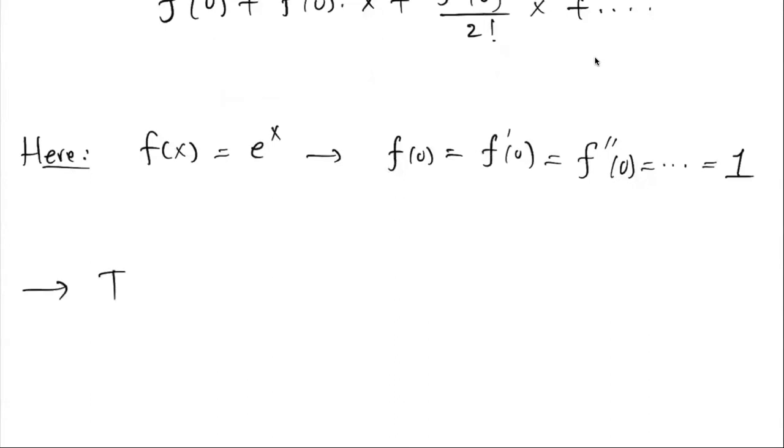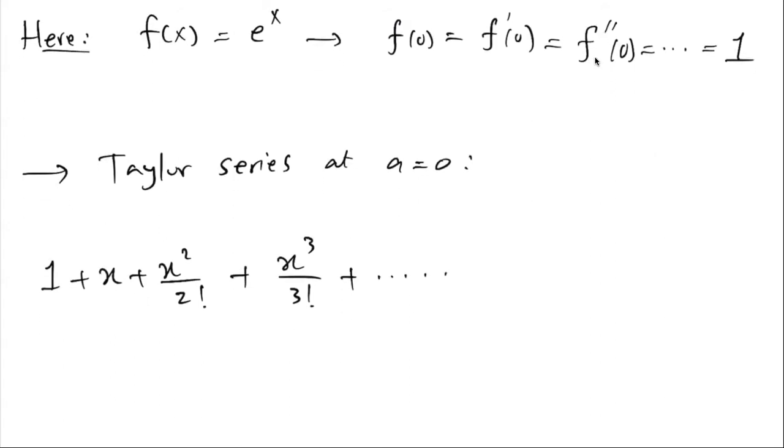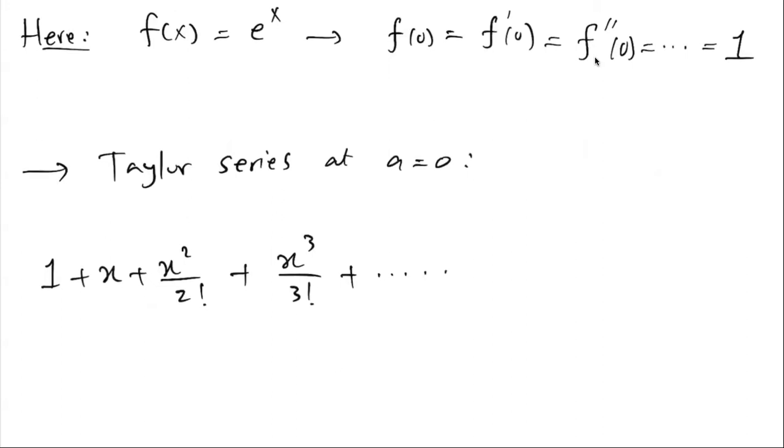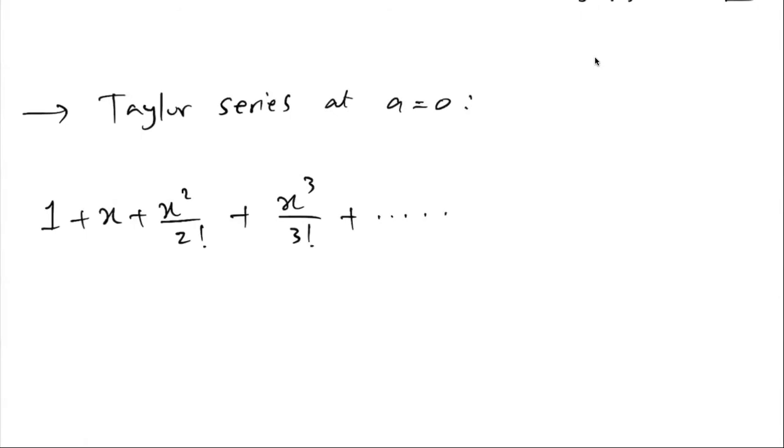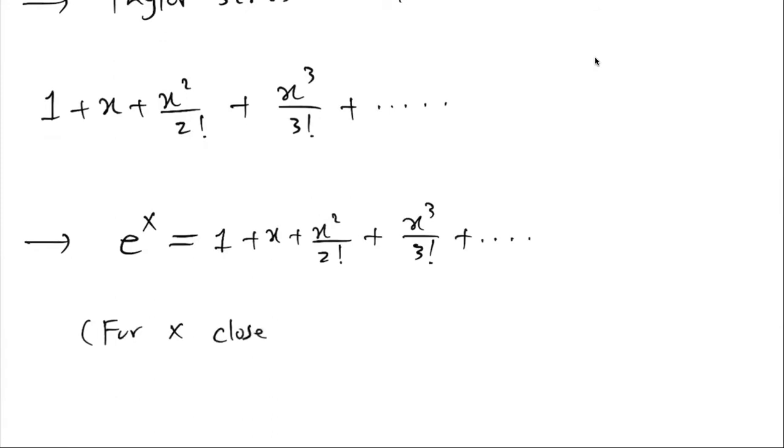So then the Taylor series at a equals 0 will be 1 plus x plus x squared over 2 factorial, plus x cubed over 3 factorial, and so on. So this will be the Taylor series at a equals 0. Now the function e to the x will be equal to this Taylor series for x close to 0. So we can say that e to the x is exactly equal to 1 plus x plus x squared over 2 factorial plus x cubed over 3 factorial, for x close to a equals 0.